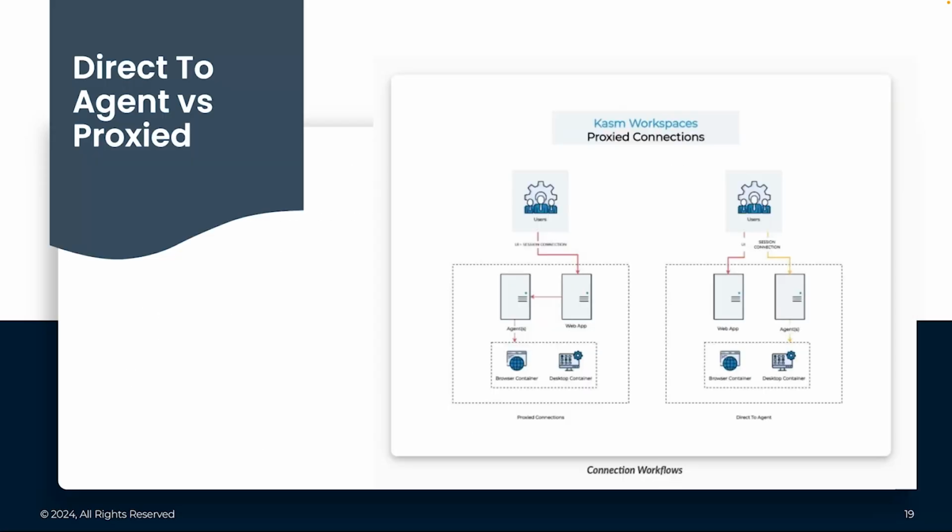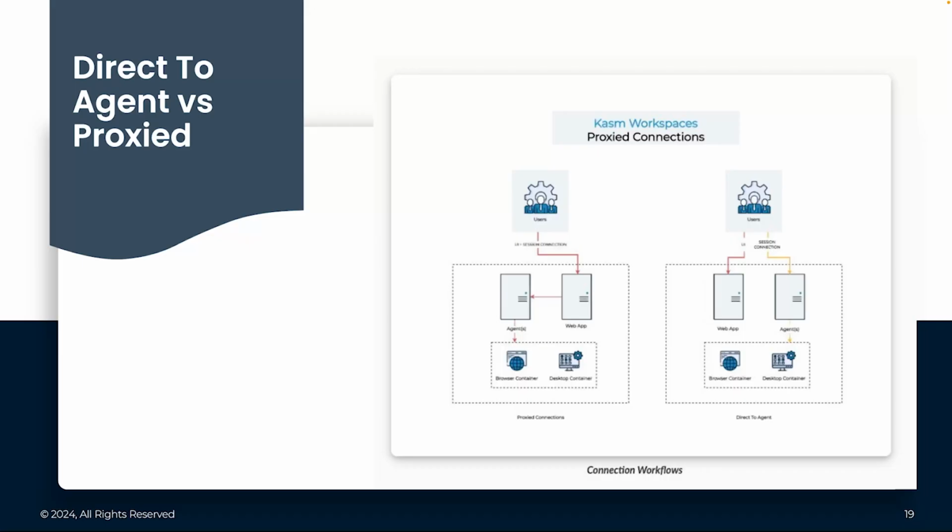So in this picture, we can kind of visualize now what that means. On the left here, this is a proxied connection. You can see end users with not only the UI, but also session connections. They come in and hit the web app server. Then the web app server is going to ultimately hand them off to an agent server that the resource they're consuming is spun up on. And then ultimately that resource can be whatever inside of it, right?